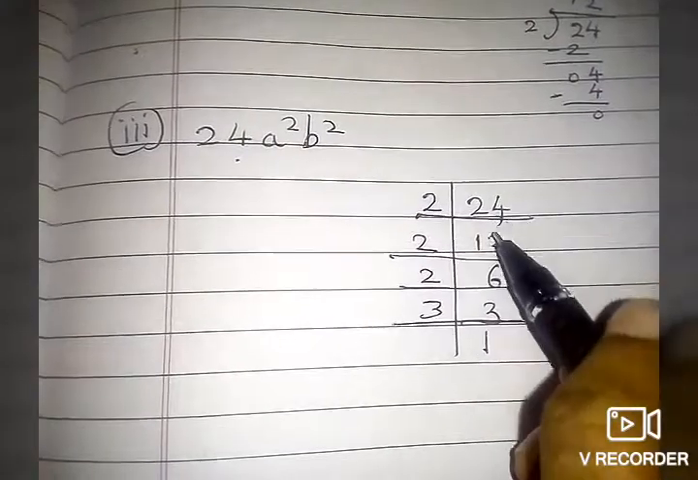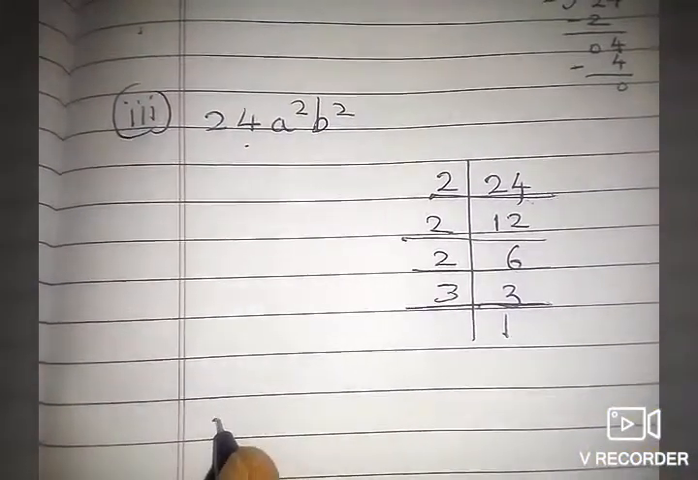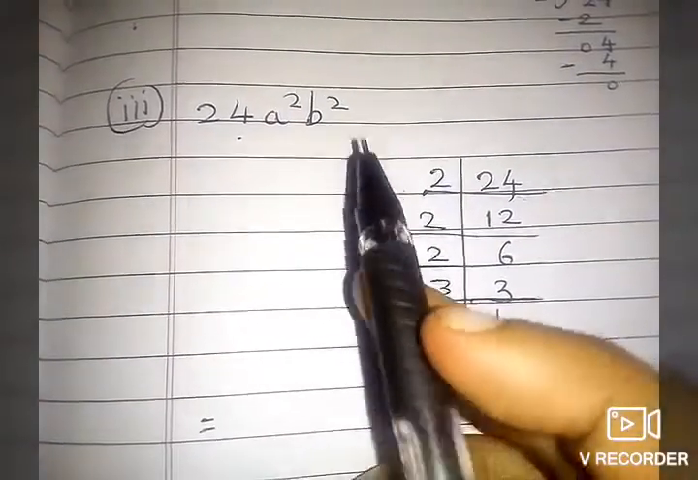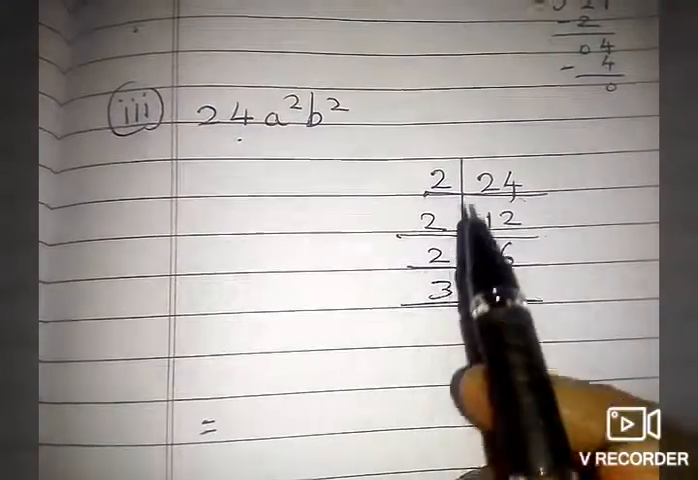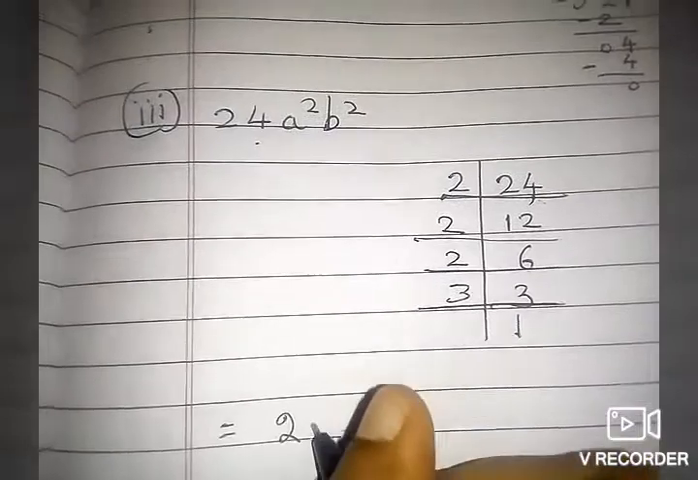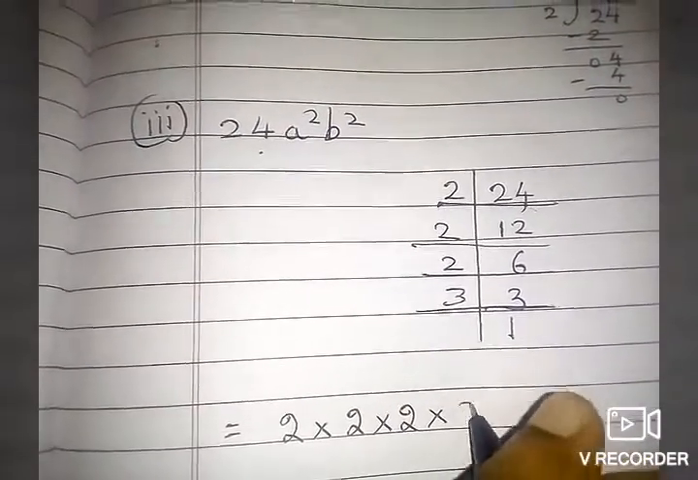So these numbers you have to write in multiplication form. The prime factors you got here of number 24. I write it down. 24a square b square in product form will be written with prime factors, that is 2 into 2 into 2 into 3.